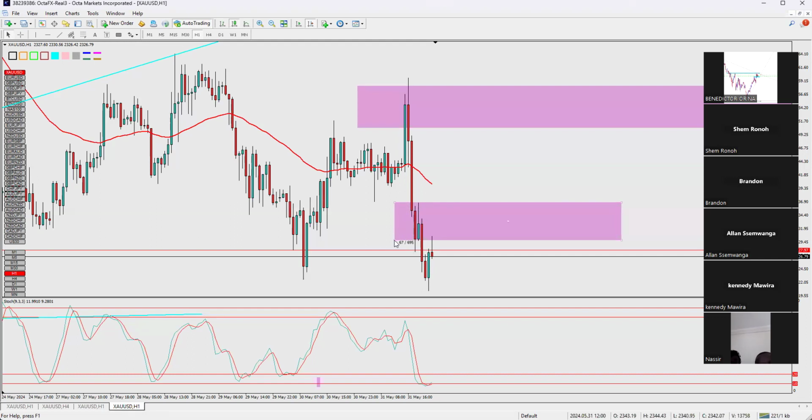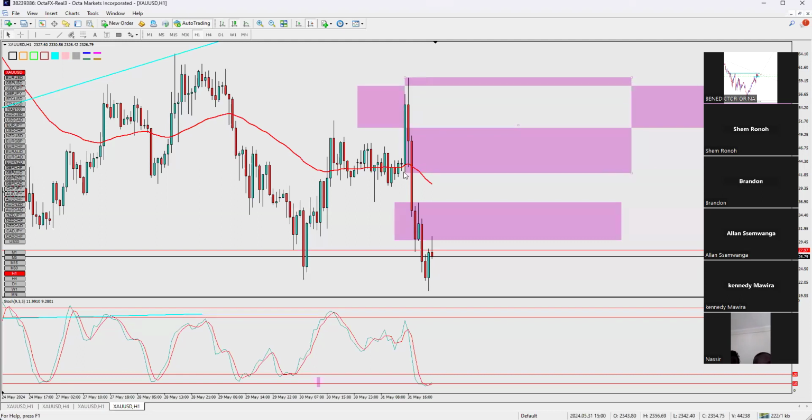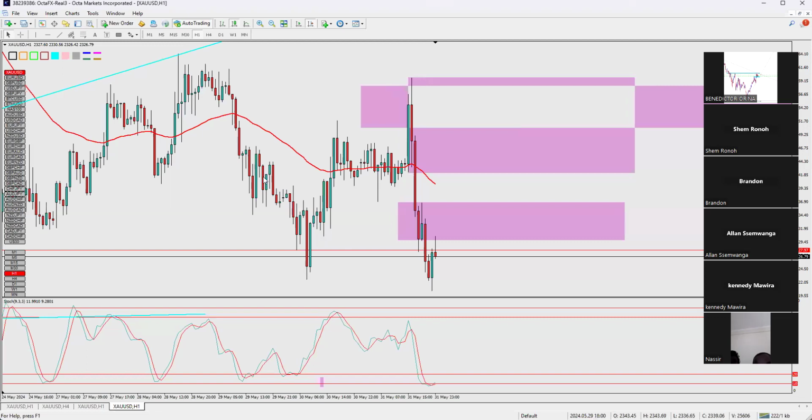So today, when the market opens, this is the first zone of interest. If it breaks this zone, then this is the zone I'm going to look at. This is the first zone, and the second zone is this one. If it breaks this zone, I'm going to look at from this zone.